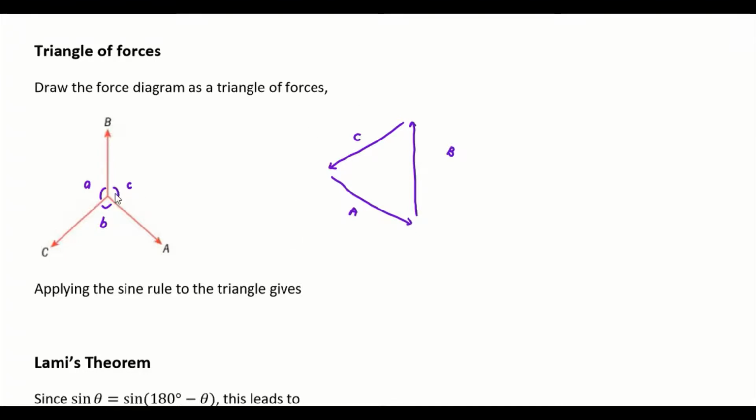So C is the angle between A and B, right? That's why this is B. And if I extend the A part here, you can see that the C is actually here. Am I right? Then after that, this is the angle from A and C.